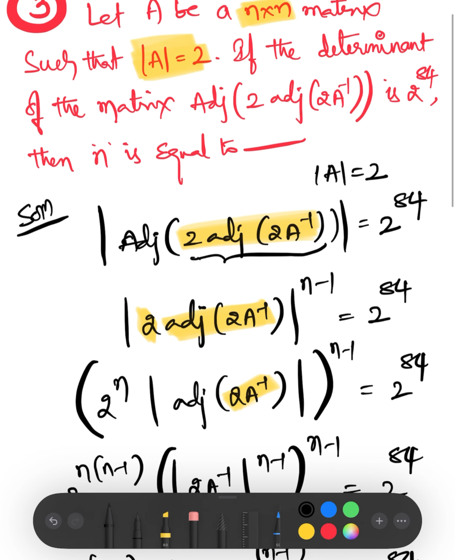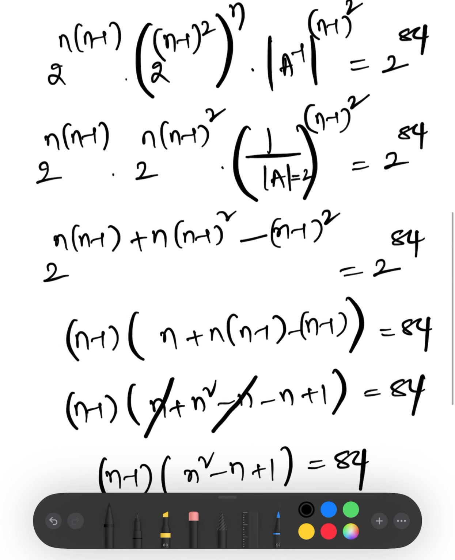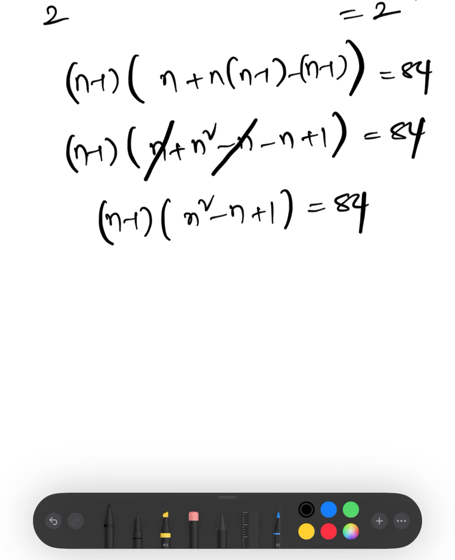They have given, n is the order of the matrix, right? We need to find the value of n. We can't substitute n equal to 1, which will become 0 as the answer: 1 minus 1 is 0, and 1 is impossible. For 2, 2 minus 1 is 1, times 2 square is 4, 4 minus 2, so you won't get 84. 3 is not possible.